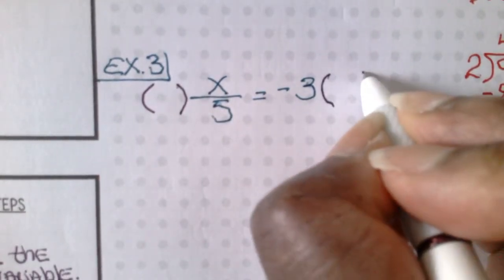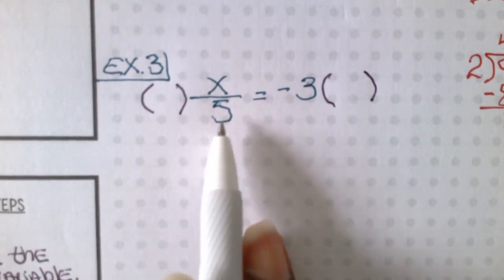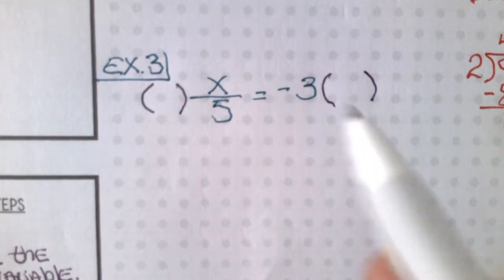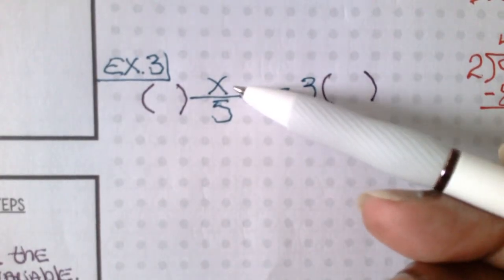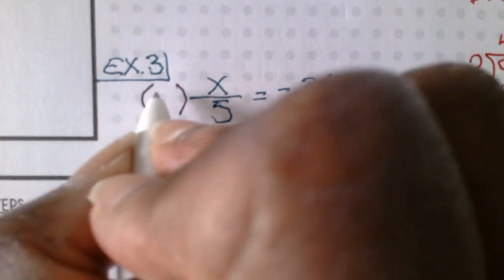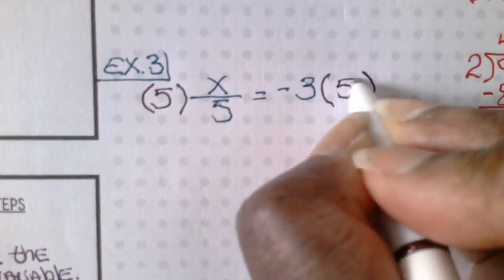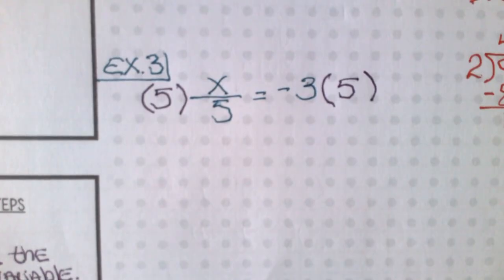And what are we going to multiply on both sides? Whatever the denominator is. Because remember what our goal is. We're trying to get x, which happens to be my numerator, by itself. So whatever my denominator is, that's what I'm multiplying on both sides. Because if I write this out, this is what's happening.